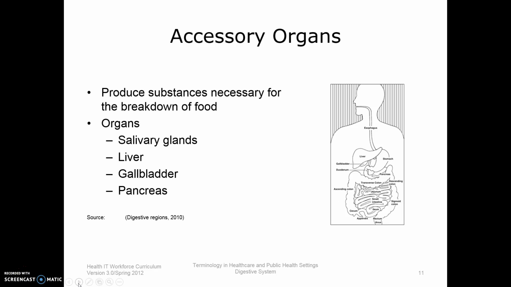Generally, the function of the accessory organs of the digestive system is the production of substances necessary for chemical breakdown of food. As mentioned earlier, the accessory organs include the salivary glands, the liver, the gallbladder, and the pancreas. Now let's take a look at the specific functions of each of these organs.